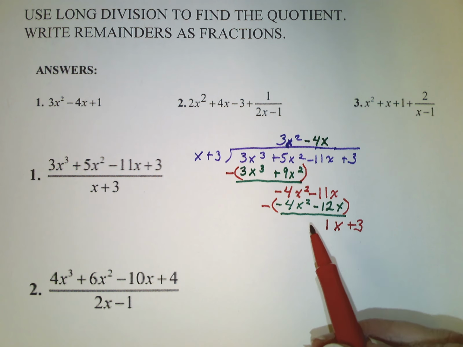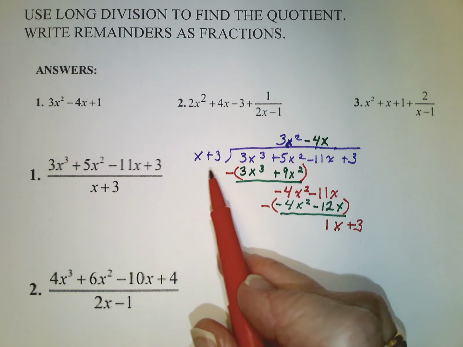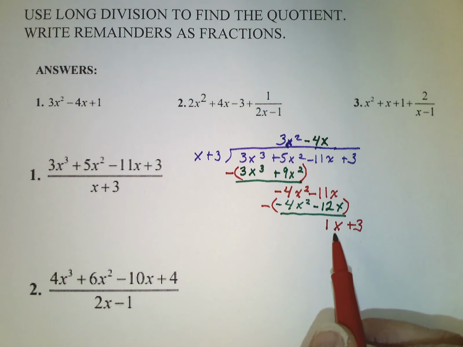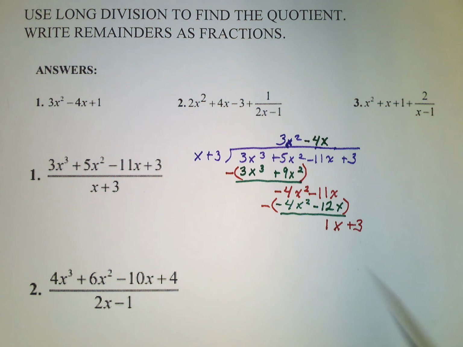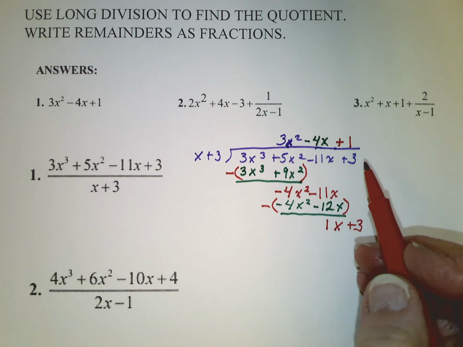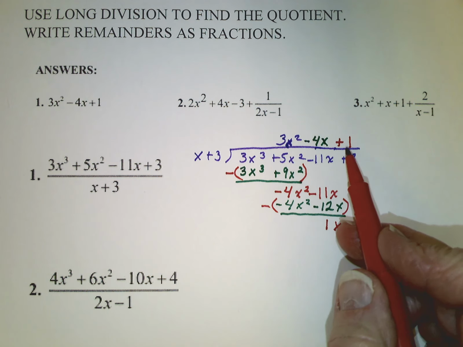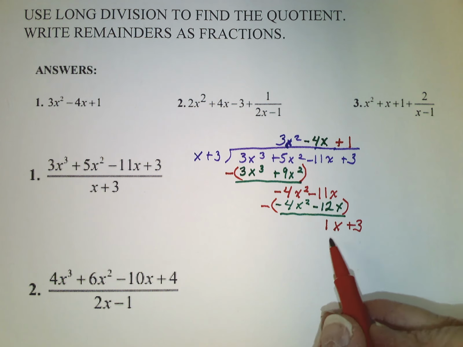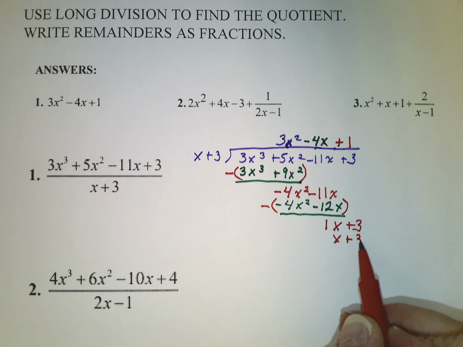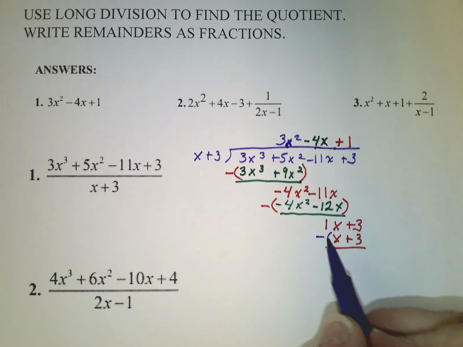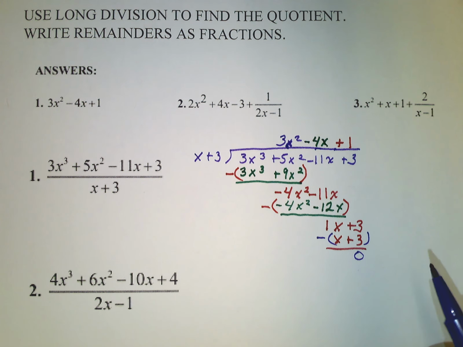And then divide. So what do we have to do to get from x to 1x? X divided into 1x is going to go 1 time. And it's a positive 1, so I'm going to write a plus 1 up here. And then we multiply 1 times the x plus 3. And when we subtract, there's nothing left.